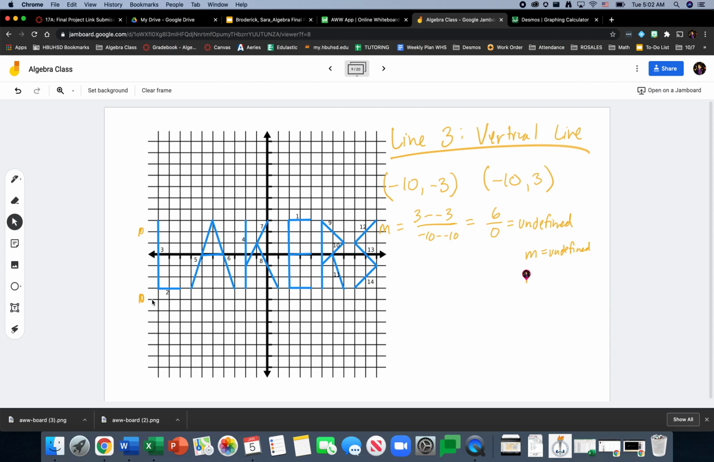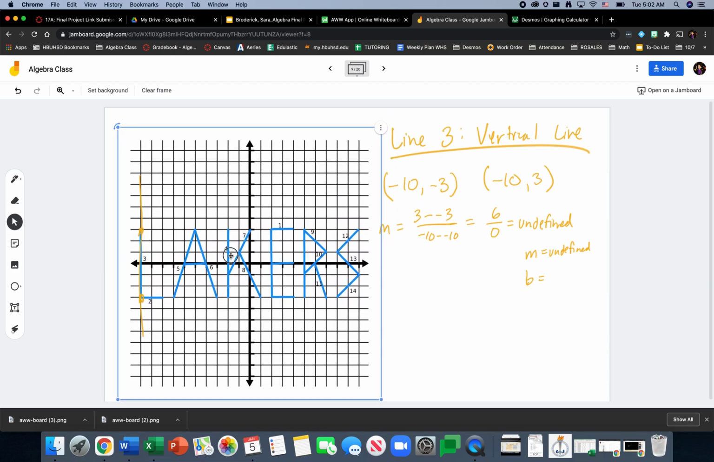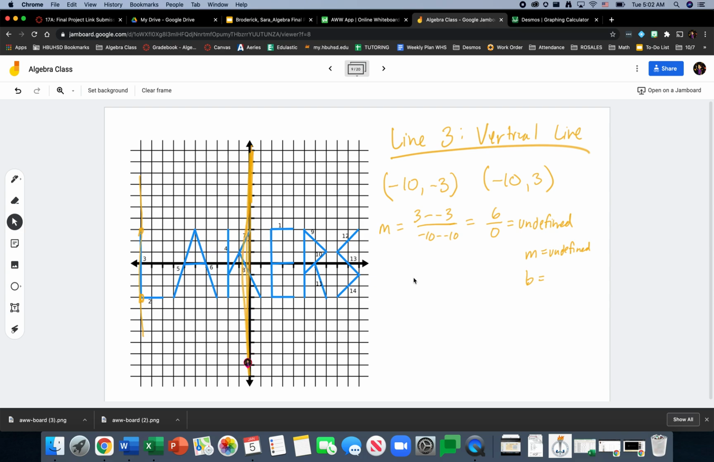And then what about your B? Because remember, we needed M and we needed a B. So the question is, where is this line? Let's just do this. Where is that line going to hit the y-axis? It's not, right? The y-axis is here, and this line is parallel to the y-axis. It will never hit the y-axis. So this does not have a y-intercept.